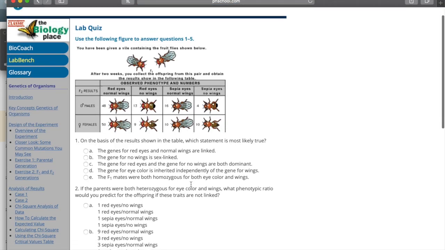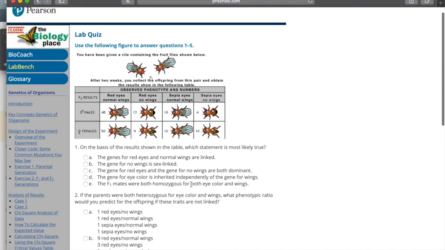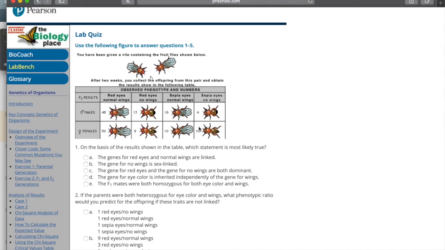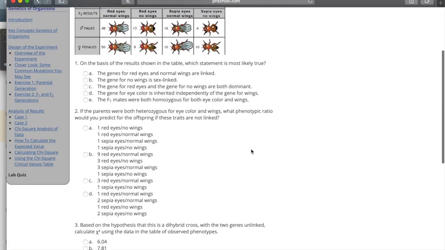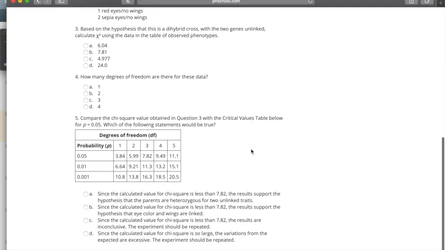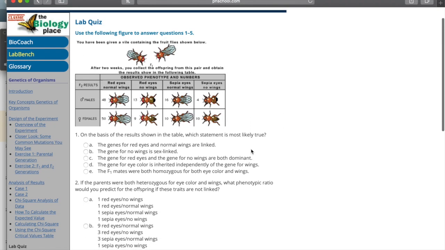All right, and now here is the lab quiz. These questions we're going to do mainly on a PowerPoint, so I can draw it out and we can really figure it out together here. But for now, we will try to get through a few together.